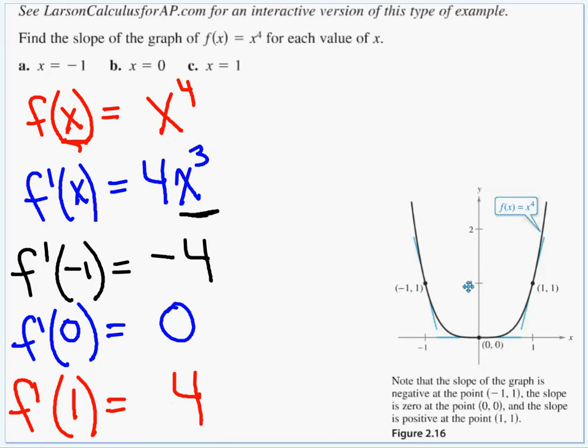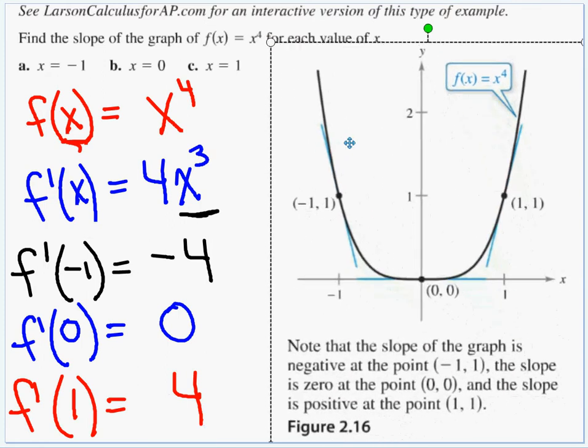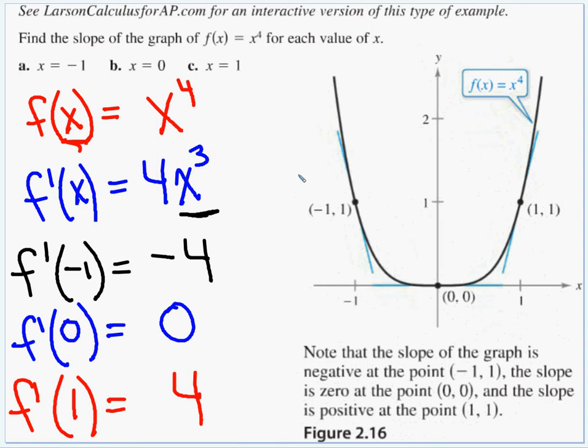So we can see on the graph what we just found there with our function. At negative 1, this point, the negative 1 goes in the original function, we get the y value 1, but we put that into the derivative, that same x value, and this slope, the slope of that blue tangent line there is negative 4.